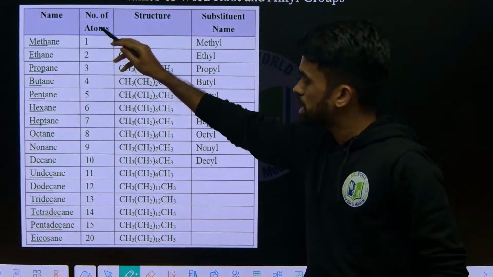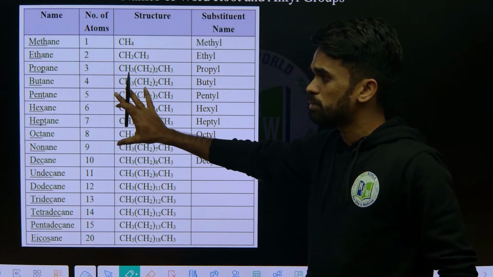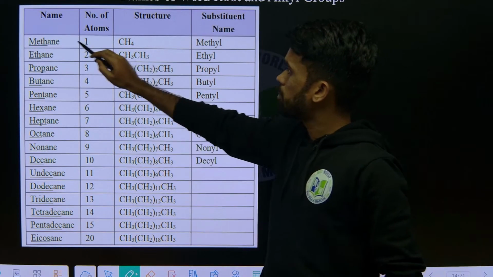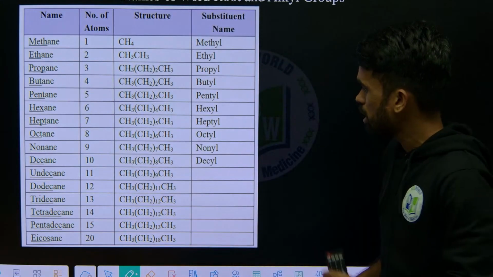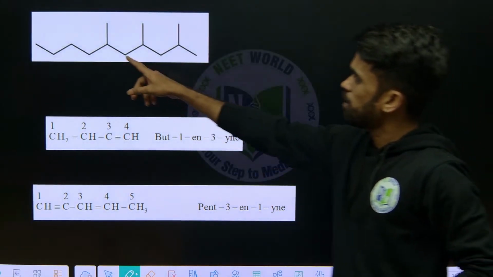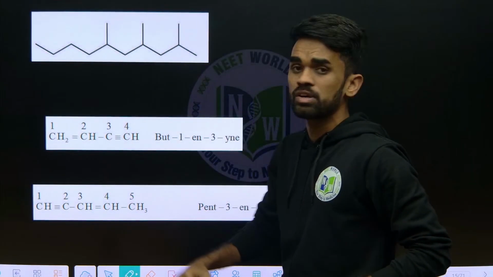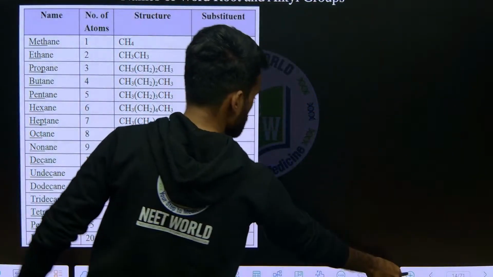So these are the names. This is for your reference. Just take a screenshot to make a note. So 1 carbon methane, 2 carbons ethane, 3 propane, 4 butane, like that. Now look at this. These are the 3 compounds I am giving you, and I am asking you to write their names. See how you will be writing their names.